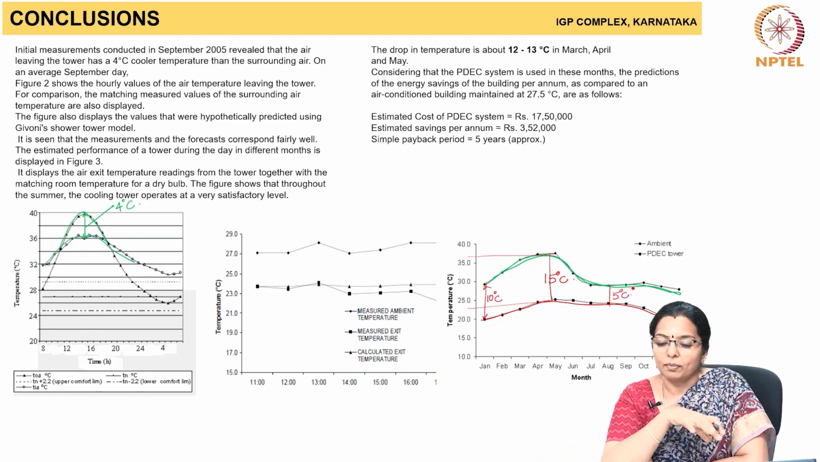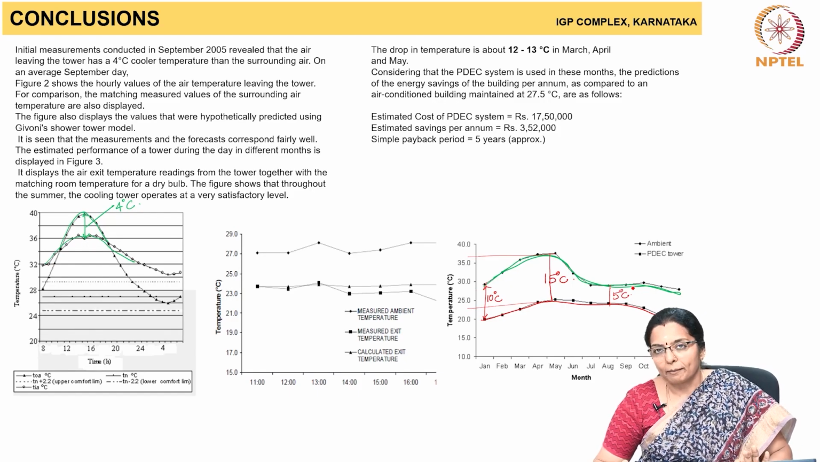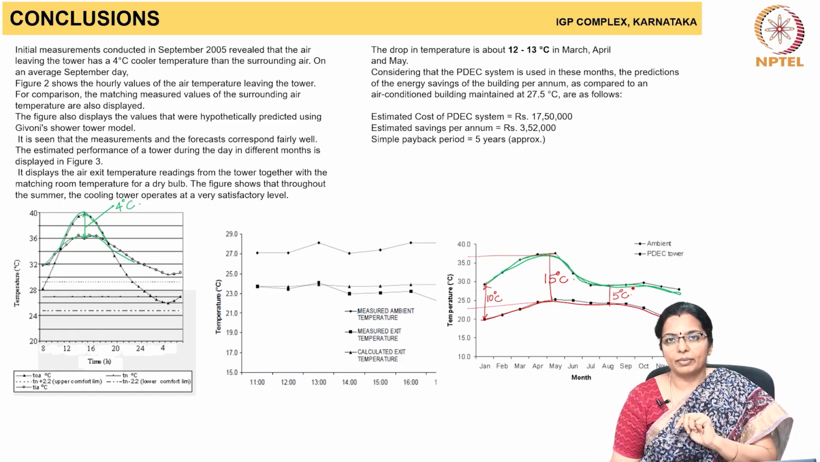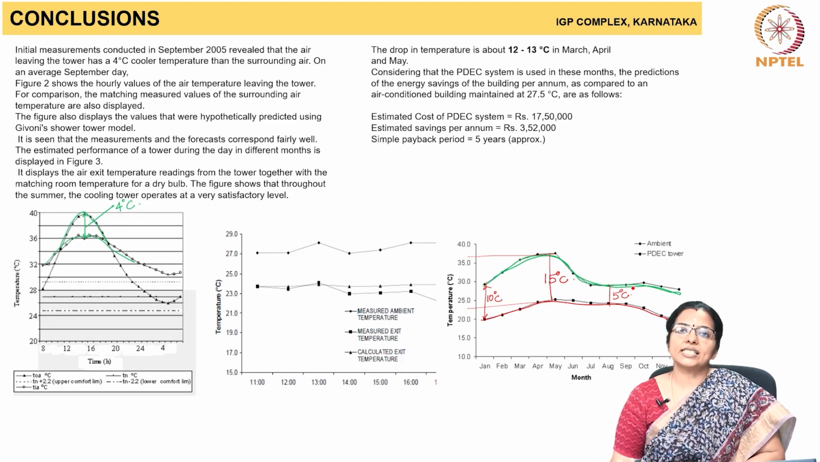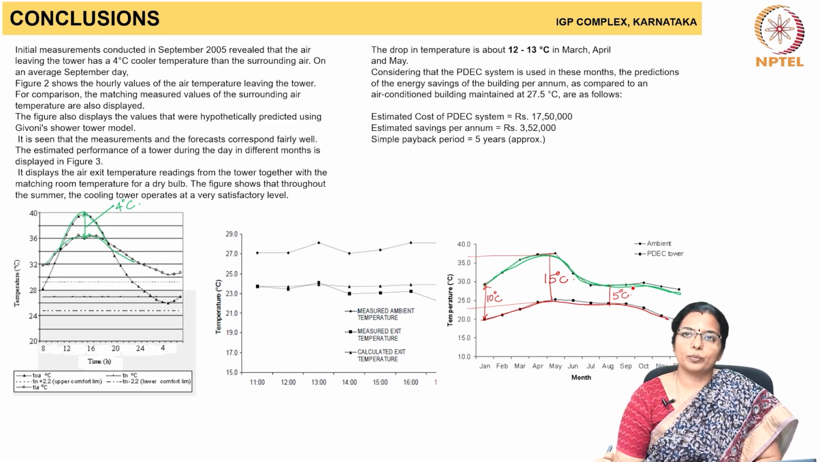So, there is a drop in temperature of 10 degrees centigrade in January, 15 degrees centigrade in May, June, and 5 degrees centigrade during the cooler part, which is around August, September, and so on. So, there is a considerable savings in terms of energy used to reduce the indoor air temperature in the IGP complex by use of the passive downdraft evaporative cooling technique, as well as other techniques such as the rat trap bond and filler slabs and so many other techniques.